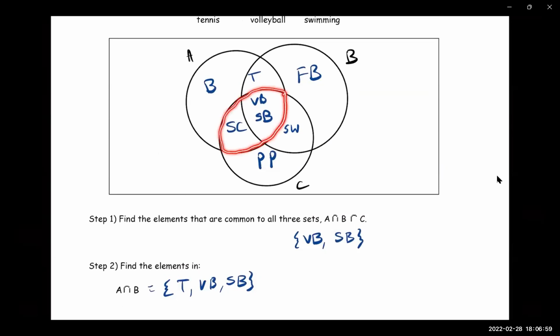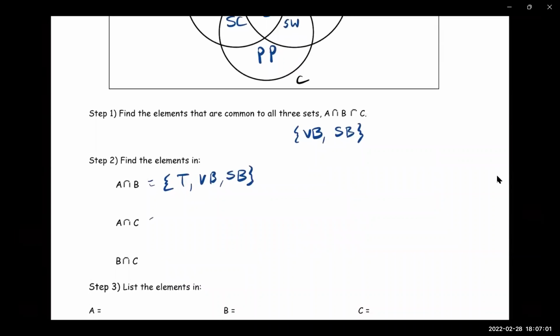Those two. Volleyball, softball, and soccer. Volleyball, softball, and soccer.